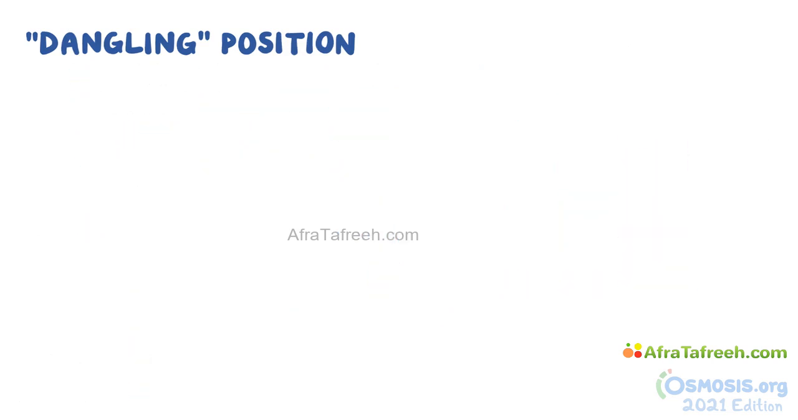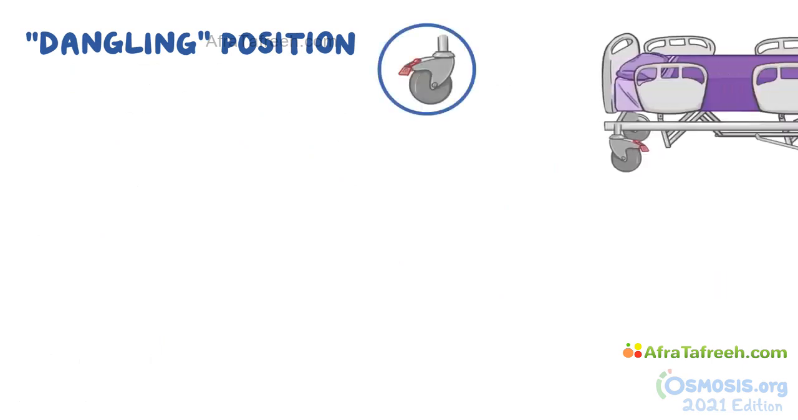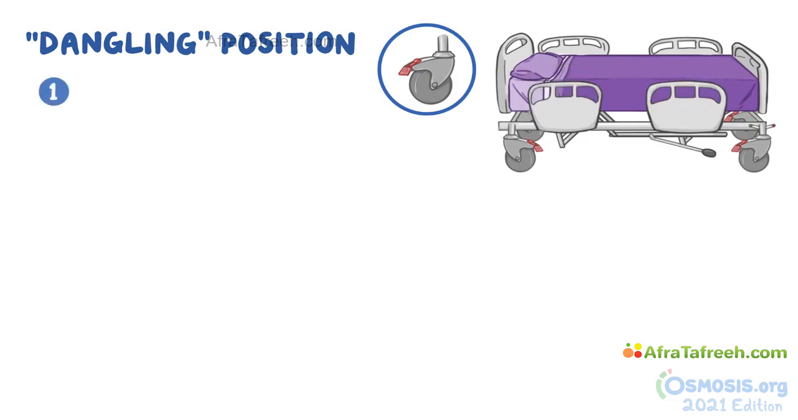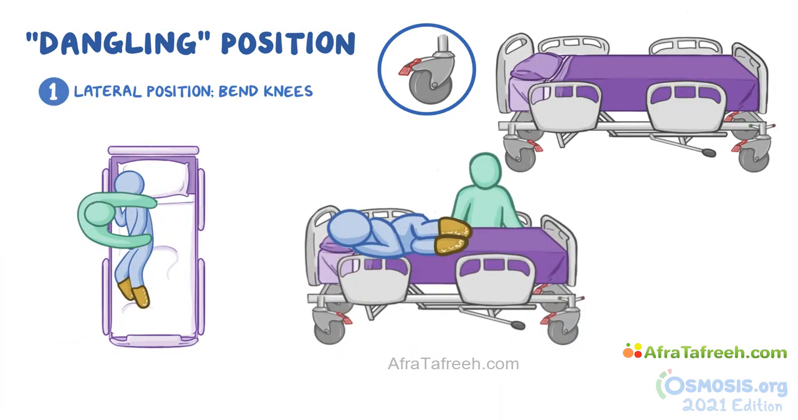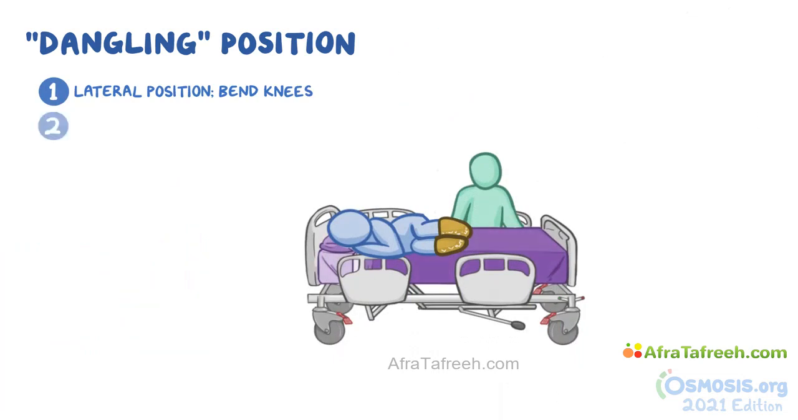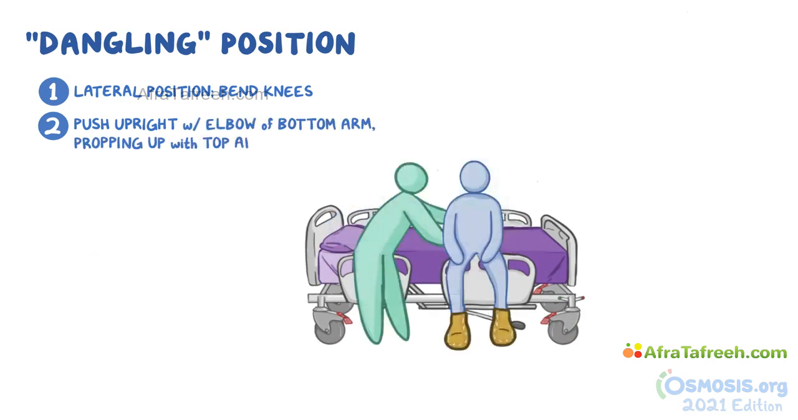To help a person get into the dangling position, first make sure the wheels on the bed are locked and the side railings are down. Help the person into the lateral position and ask them to bend their knees. Then ask them to push themselves into an upright position by pushing with the elbow of the bottom arm while propping themselves up with the top arm.